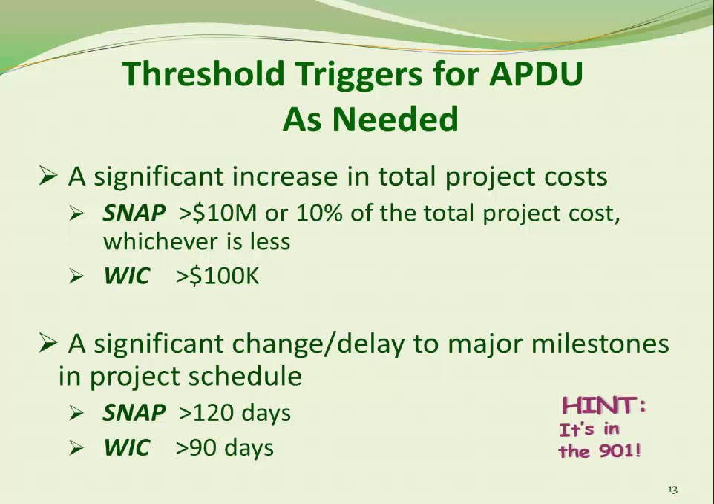If there are significant changes or delays to approved project milestones that are greater than 120 days in a SNAP project or 90 days in a WIC project, then an APDU as needed must be submitted. An APDU as needed must be submitted as soon as significant changes are known to avoid any gaps in funding approval. States are liable for the costs of project changes that do not comply with the APD document which was initially approved. Please note that more information on these triggers can be found on the APD website in FNS Handbook 901.